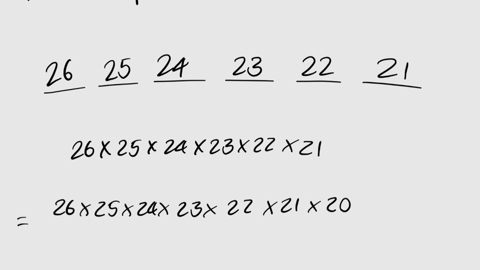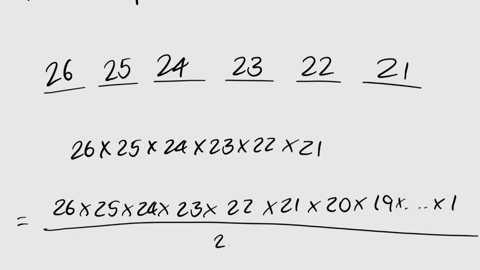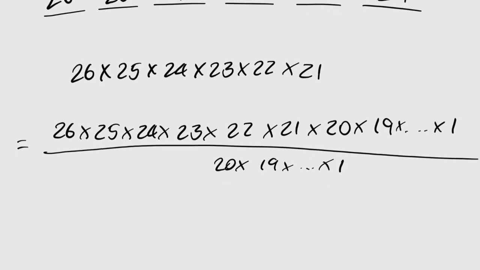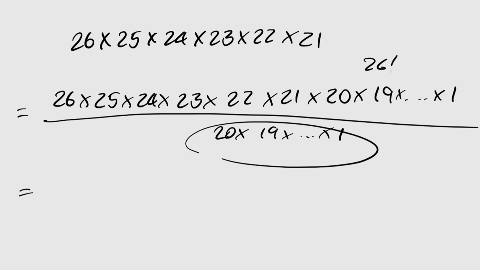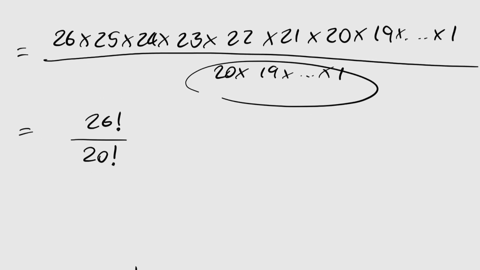I promise I'm going somewhere with this. I'm not just writing this all out for no reason. I'm getting somewhere with my explanation. This is divided by 20 times 19 times dot dot dot times 1. Because these would cancel, that's why they are equal. We know that this part here is just 20 factorial, and this whole thing here would just be 26 factorial. So that would be 26 factorial over 20 factorial, and that would be another way of writing it.